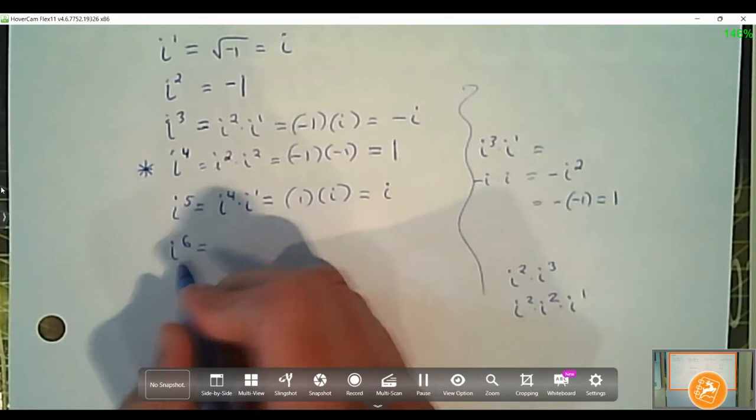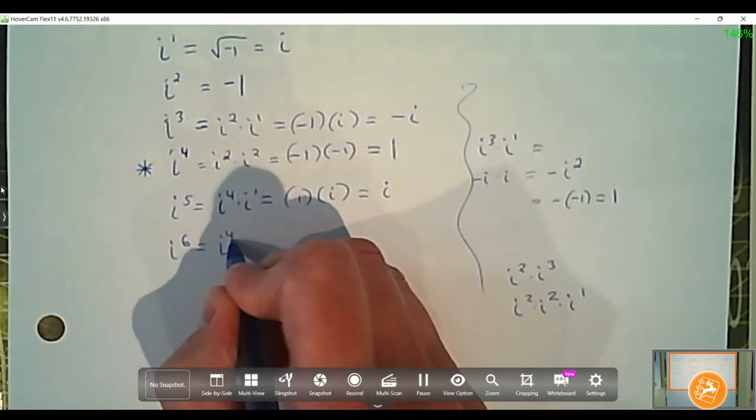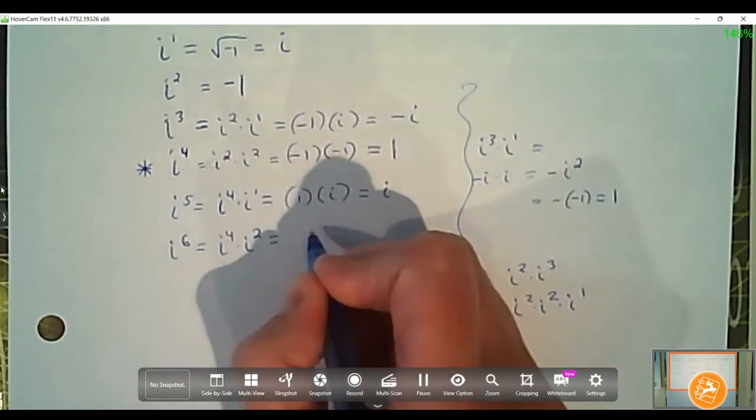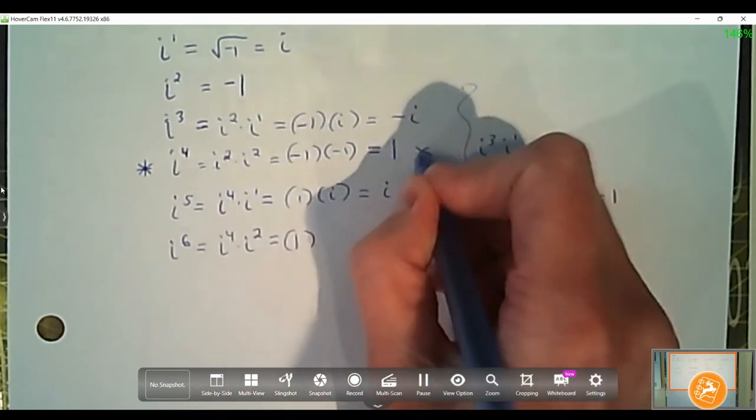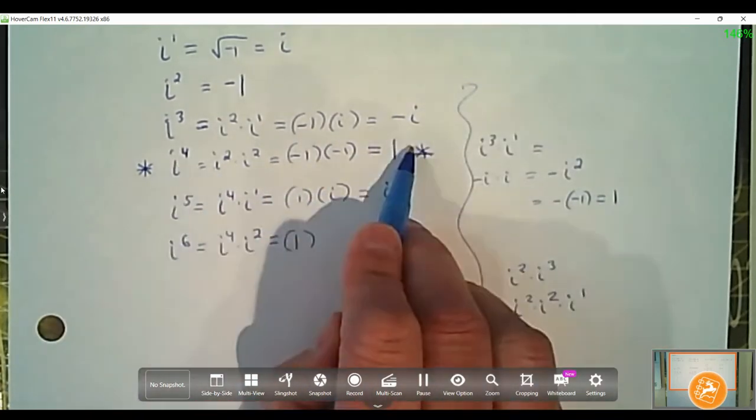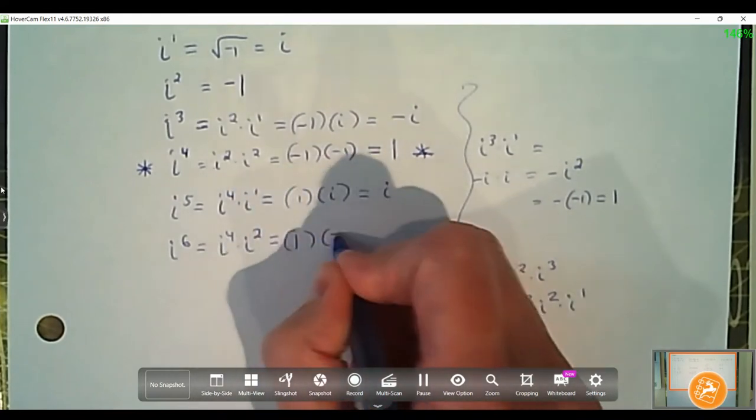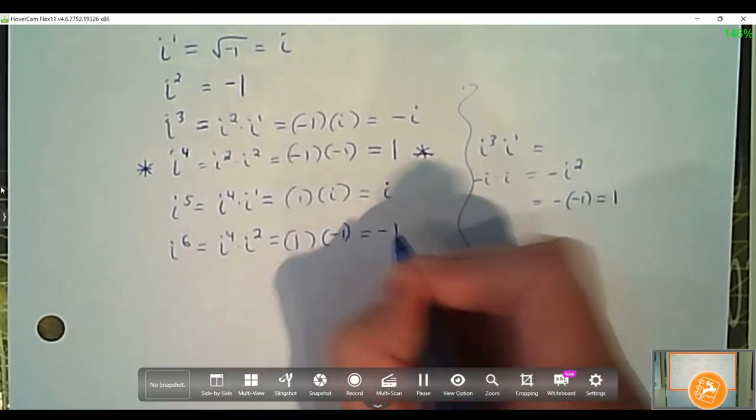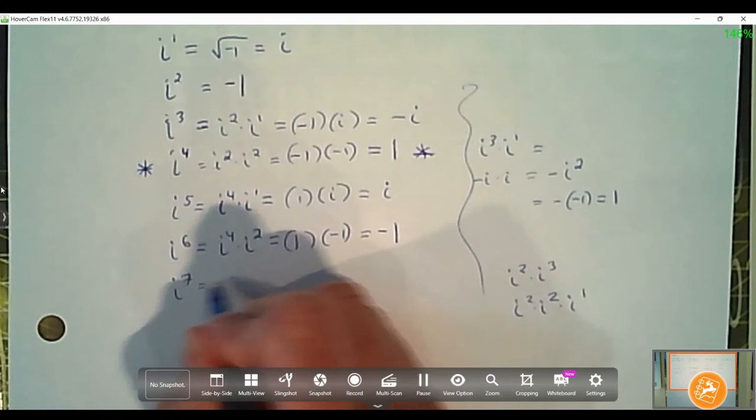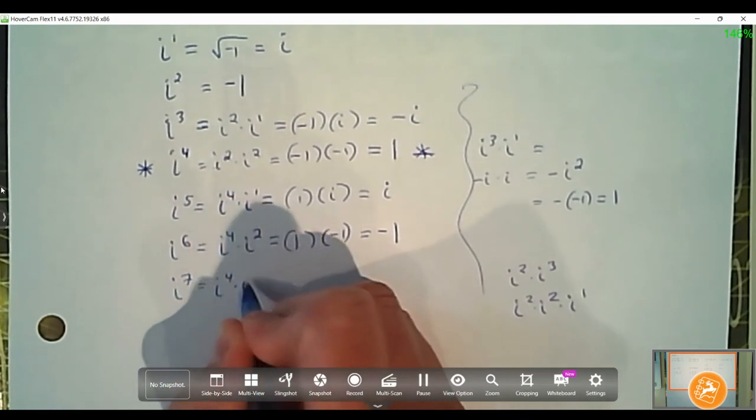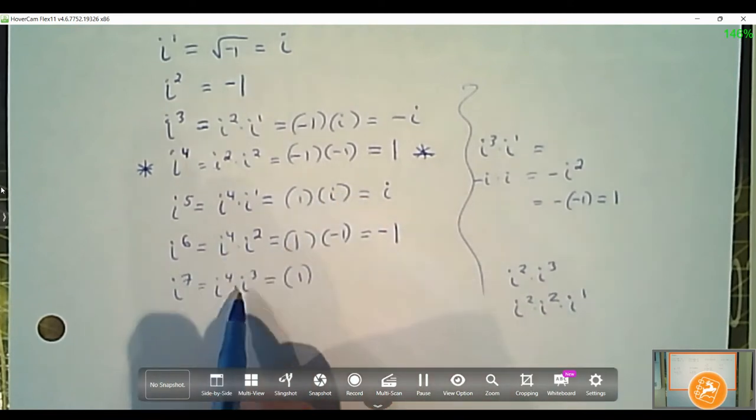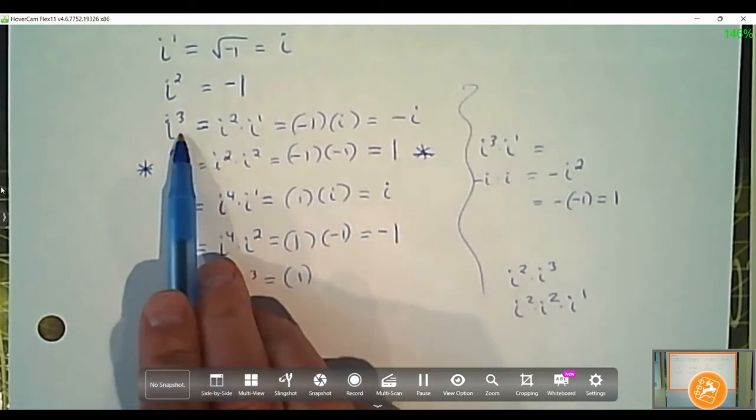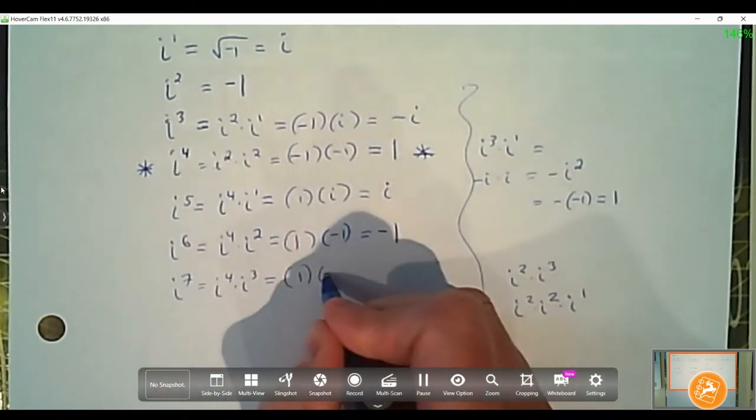Continuing on our way, we know there's lots of ways to break this down. I'm going to do I to the fourth times I squared. I to the fourth is 1, because that's my favorite power of I. That's the one I'm going to memorize there. And then I to the second we already know is negative 1. For I to the seventh, we could break this down lots of different ways. I'm going to do it this way, because I to the fourth is 1. And if we look back for I to the third, I can replace that with negative I.